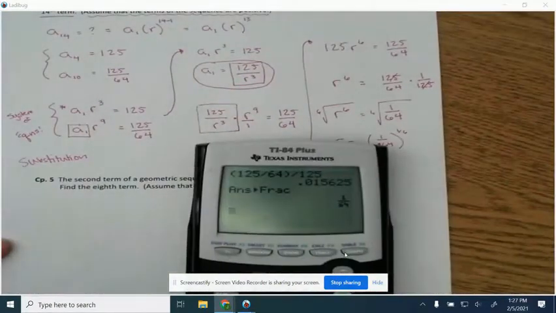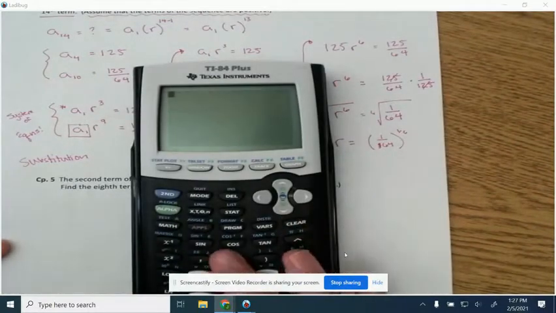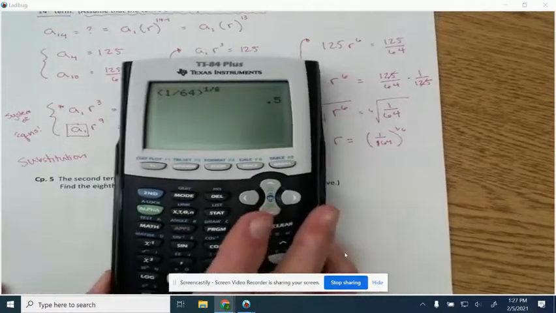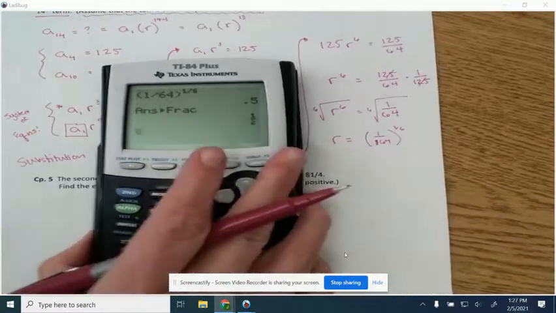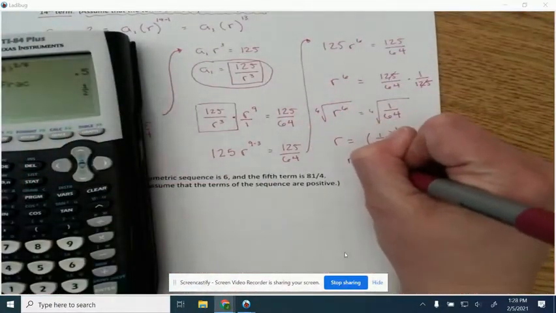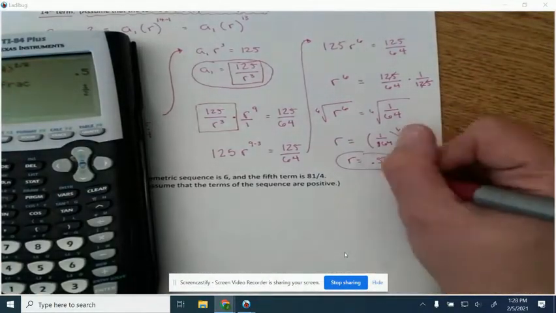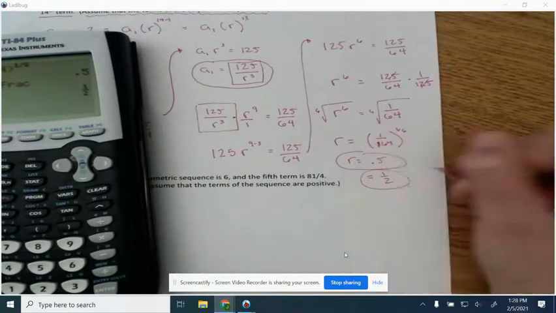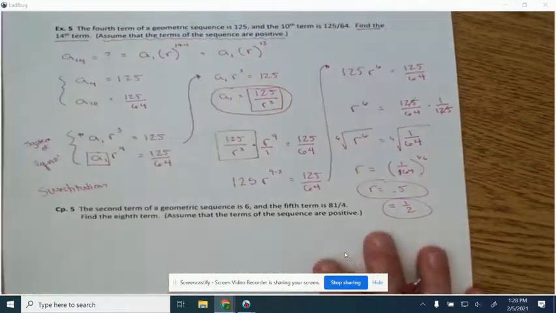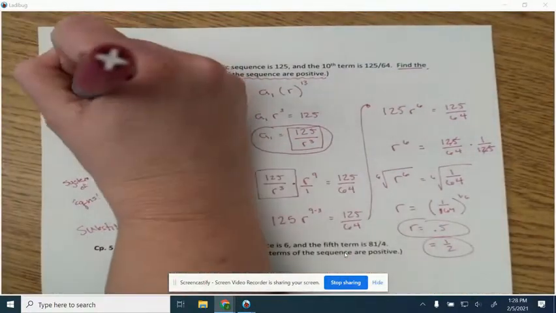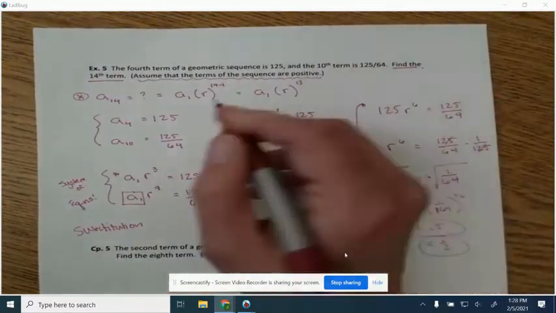Okay. So in my calculator, it's cleared out. I'm going to do 1 divided by 64, and I'm going to raise it to 1 over 6 because the 1/6 exponent is the 6th root. So when I do that, I get 0.5. So r is equal to 0.5, or you could say r is equal to 1/2. It doesn't matter. I probably would say 1/2 just because my original problem started with fractions. And so then I can go back up here and actually answer the question that I want to answer.